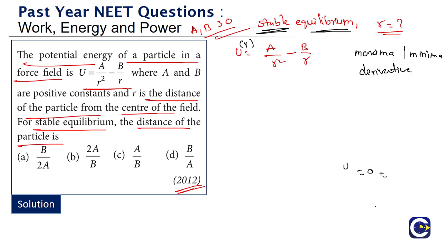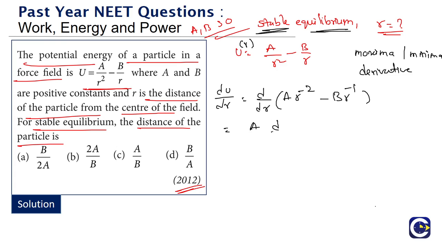So the first step is to find when the derivative will actually become 0. For that we should first find the derivative, du by dr. So we have to take a derivative of this. We can write it as a into r power minus 2 minus b into r power minus 1. Here a is a constant, so it is a into the derivative of r power minus 2 minus b into the derivative of r power minus 1.